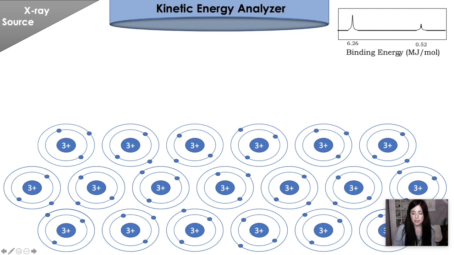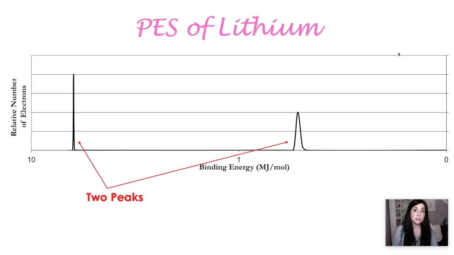So what does this mean? That photoelectron spectrum would actually look something like this, and that is the spectrum for lithium. And you'll notice that there are 2 peaks that would come from that particular experiment. So there's 2 peaks right here, and that means that there are 2 different types of electrons that exist in lithium. So there's this taller peak here, and then I have this much smaller peak over here.